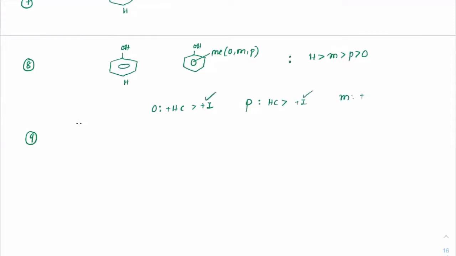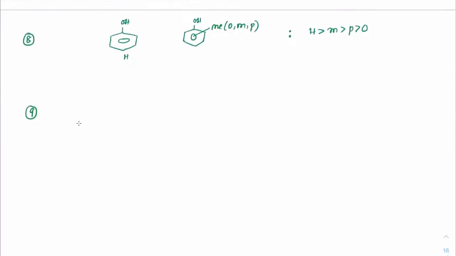Meta, you have only plus I, beta, but that is not effective towards the O minus of this position, because of that hyperconjugation, negative charge will come here, here, and here. That is of no relevance. The short way to remember always, I've been telling you the same thing repeatedly: on meta position, never consider any resonance effects or hyperconjugation effects.